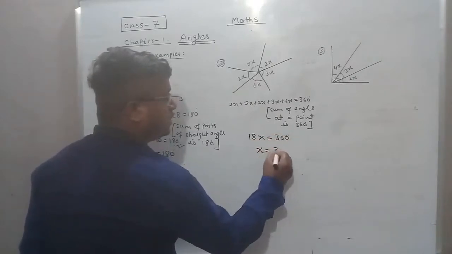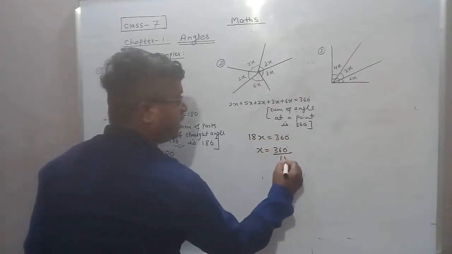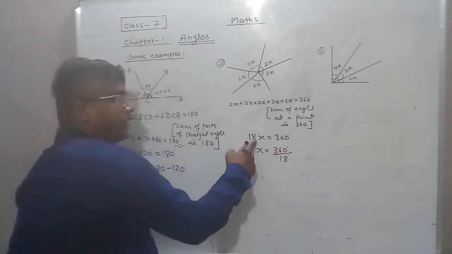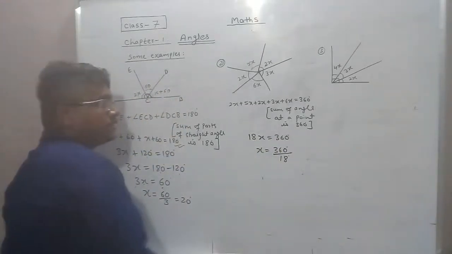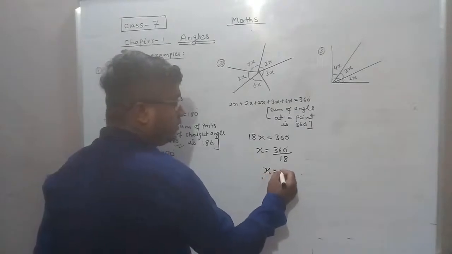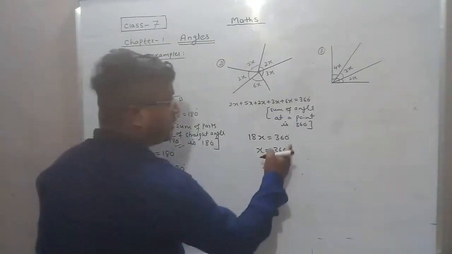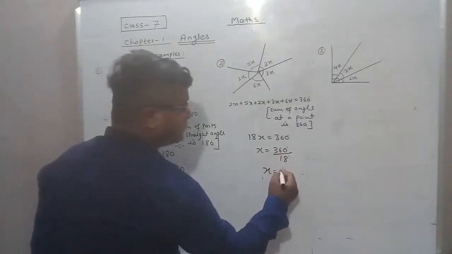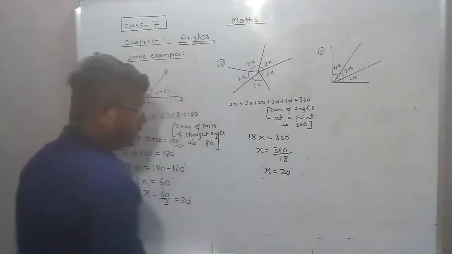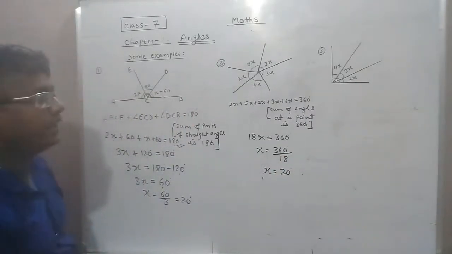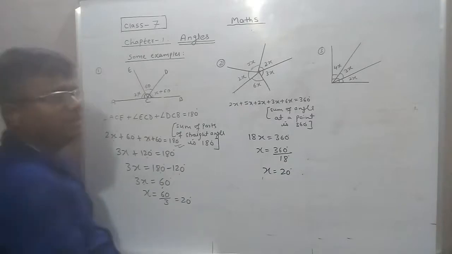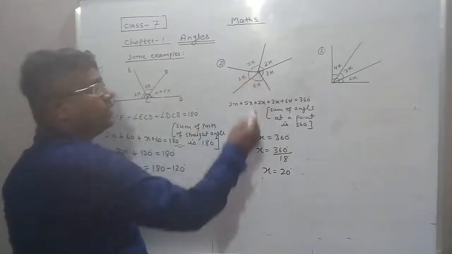So x is equal to 360 degrees upon 18, because here 18x means 18 into x. So here x is equal to how much? If you divide 360 by 18, you will get 20. That is, the value of x is 20 degrees. It is very simple. It is a point here.